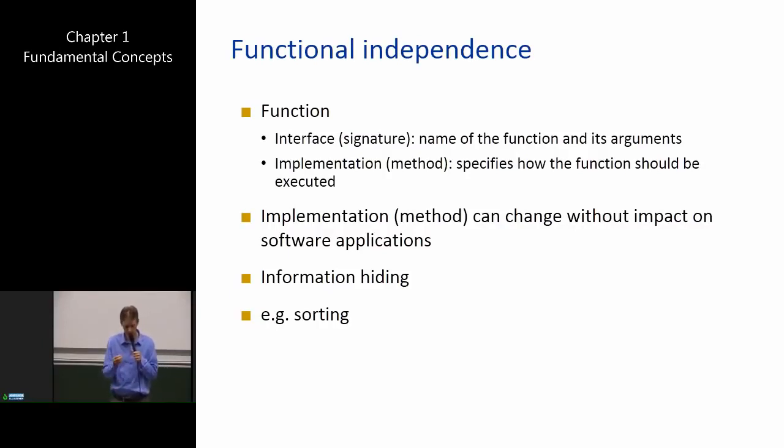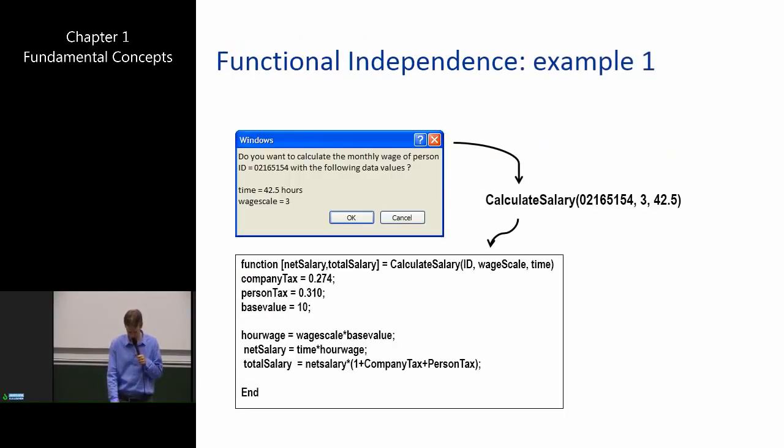A function basically has two parts. It has an interface or signature, which is the name of the function, together with its input parameters, its input arguments that are needed to perform or calculate the function. A function also has an implementation or method, and the method is basically going to specify how the function should be executed. Let's give an example of a function. Here you can see a function calculate salary, for example.